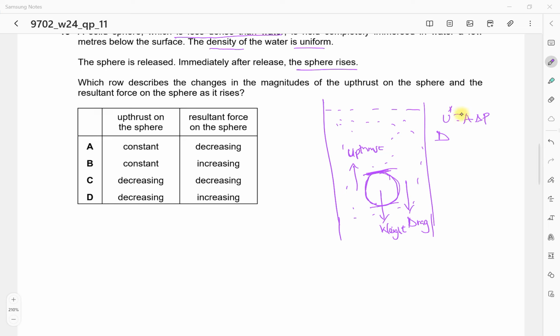Drag depends on the speed, so drag is going to increase. The resultant force, because it is moving upwards, is going to be the upthrust minus the forces acting downwards, which are the weight plus the drag force. And upthrust is constant, the weight is constant, but the drag force increases because drag depends on the speed.